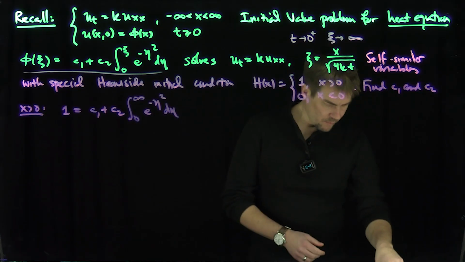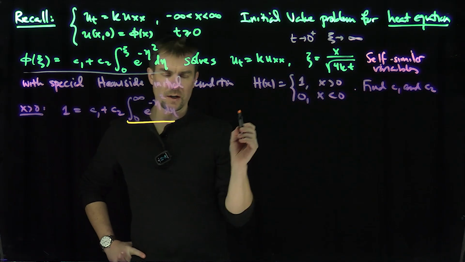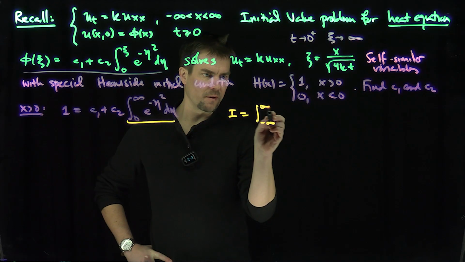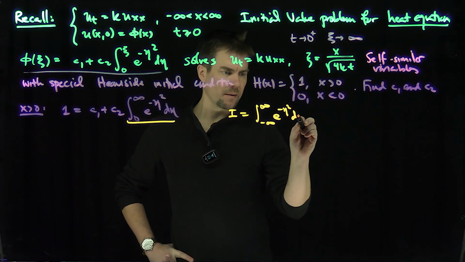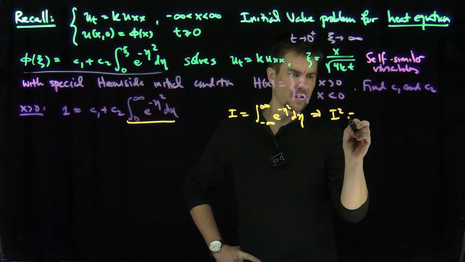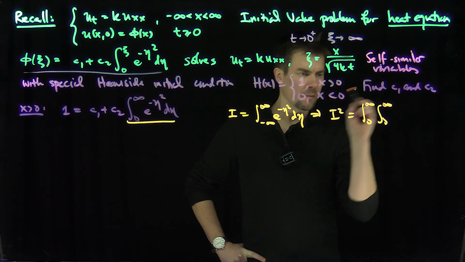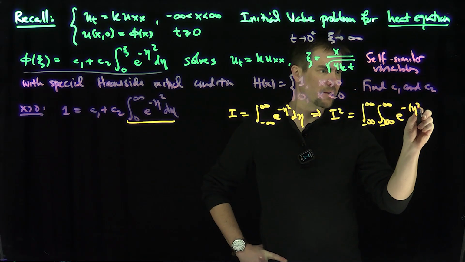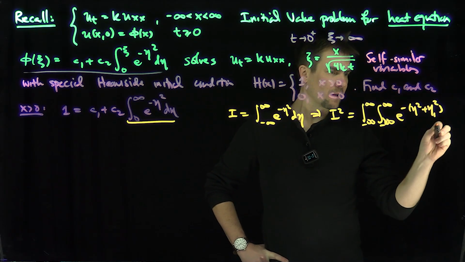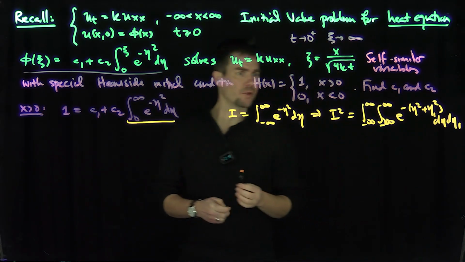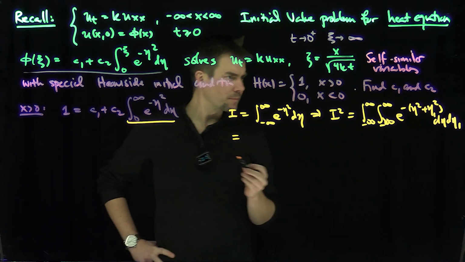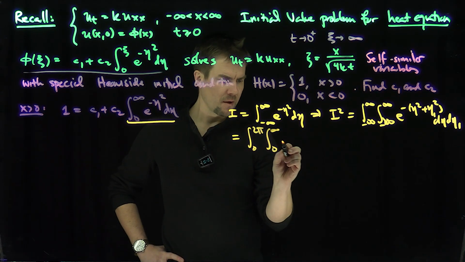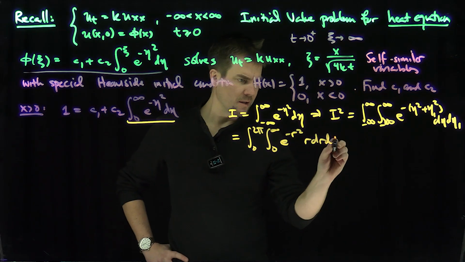Now we need to recall something from multivariable calculus. How do we evaluate these integrals? Well, we do the standard trick. We let I be the integral from negative infinity to infinity of e to the negative eta squared d eta. Then I squared is equal to the double integral over negative infinity to infinity of e to the negative eta squared plus eta 1 squared d eta d eta 1. If we change this to polar coordinates, we have the integral from 0 to 2 pi, the integral from 0 to infinity of e to the negative r squared, r dr d theta.